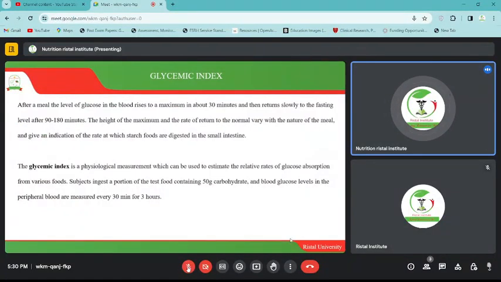Anyway, let's continue with the lecture. A glycemic index is a physiological measurement which can be used to estimate the relative rates of glucose absorption from various foods. A subject ingests a portion of test food containing 50 grams of carbohydrates. Let's say we give you 50 grams of an apple. That's approximately half; most apples are 100 grams, so you just cut it in the middle, and that would be about 50 grams. If you eat that, and then your blood glucose levels are measured every 30 minutes for 3 hours, we'll be able to know how fast your blood levels rise within the 3 hours.